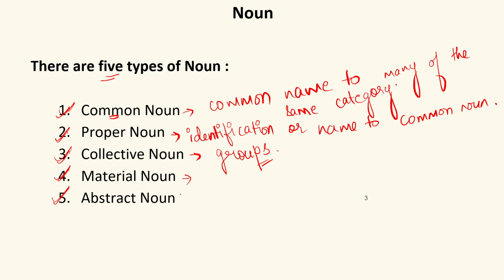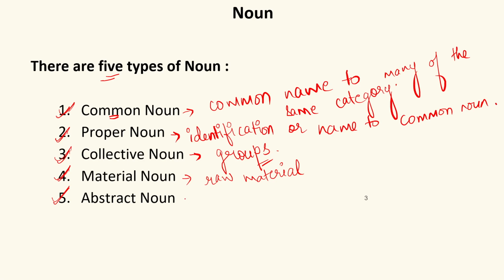And then we have material noun. Now, what are material nouns? Anything that is a raw material, not a finished product. It should be a raw material. For example, gold, silver, iron, all these are material nouns. Anything that is metal or non-metal or gases, that is material noun.